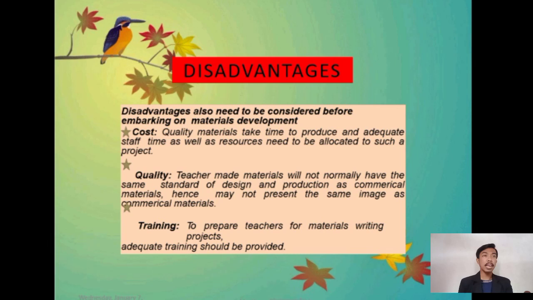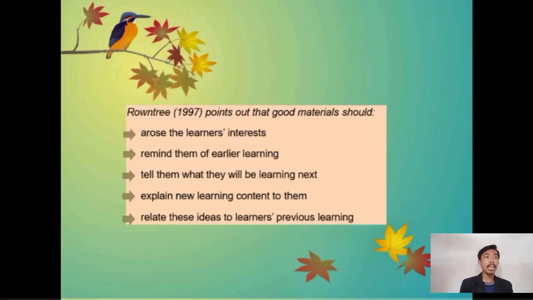And the next one, according to Rout, 1997, points out that good materials should be, besides the advantages and disadvantages of the materials development, there are some things that we should pay more attention to in order to make good materials. That should be, first, arouse the learners' interest. The second one is remind them of earlier learning. Tell them what they will be learning next.